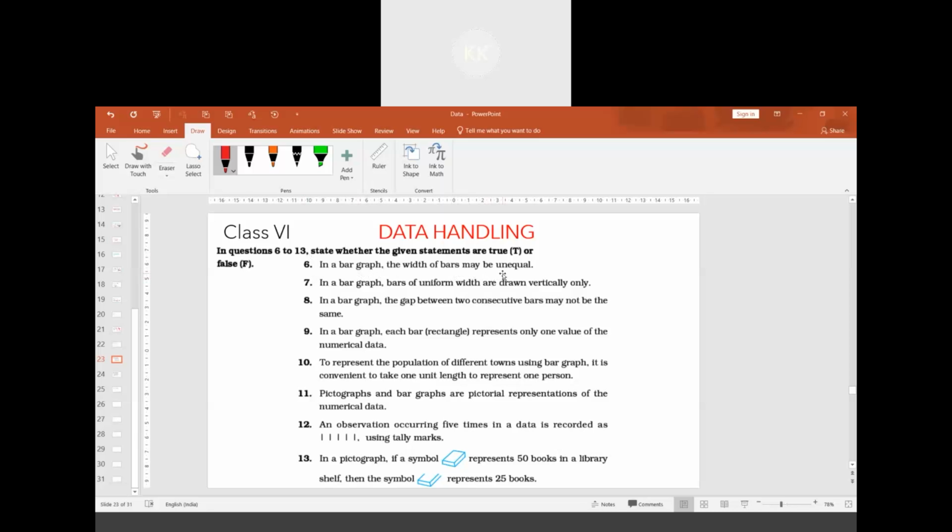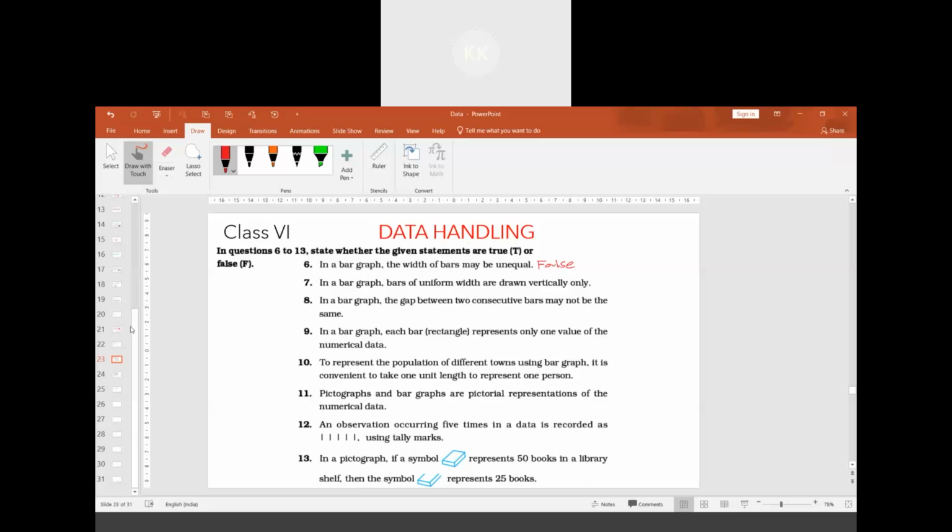False, sir. Actually, it will be equal width. Equal, sir. False. Next statement: in a bar graph, bars of uniform width are drawn vertically only.